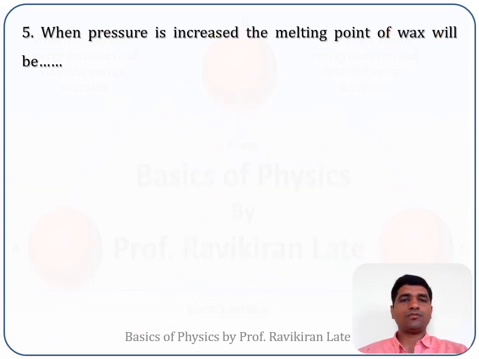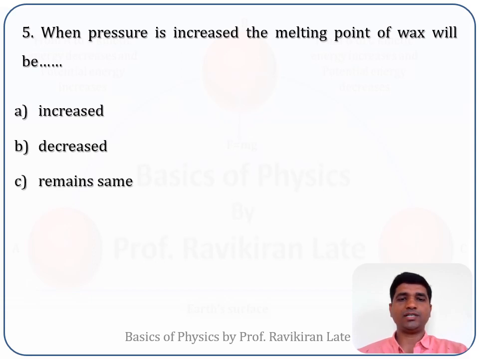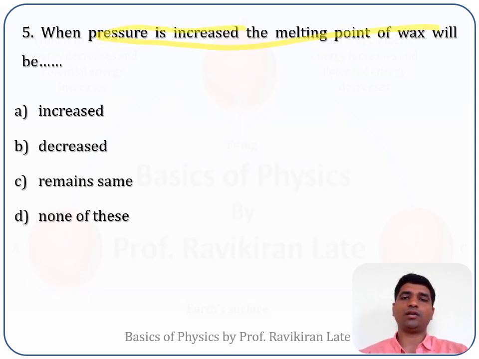Next question is, when pressure is increased, the melting point of wax will be: option A, increased; option B, decreased; option C, remains same; option D, none of these. Now see, when pressure is increased, we have to determine the melting point of the wax.